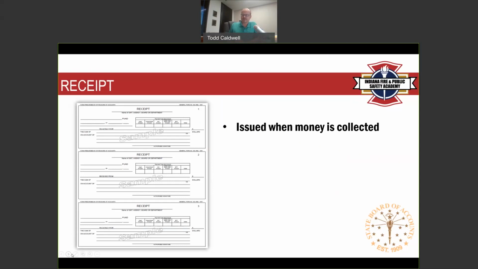Collections are to be remitted to the clerk treasurer or your fiscal officer as timely as possible. Some departments may make the deposit themselves, going straight to the bank and depositing them, and then they would turn in a verified deposit receipt from the bank to the fiscal officer for recording. Or you may simply take the money, the cash, to the clerk treasurer's office, and someone from that office would then take it to the bank. Whichever method you use in your unit, make sure that you turn that money over timely.